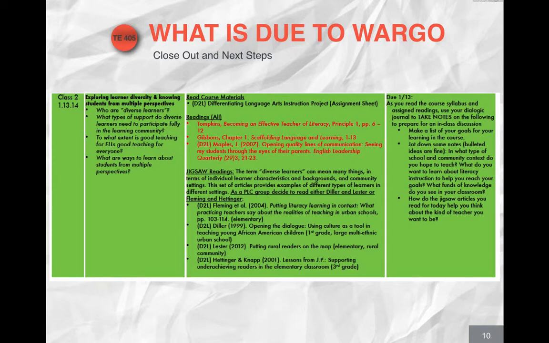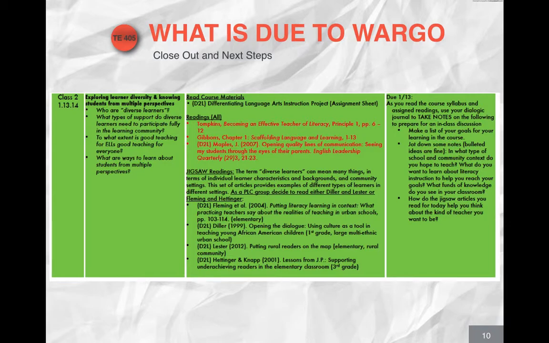So in class 2, the focus is exploring learner diversity and knowing our students from multiple perspectives. As you can see in the course schedule, there will always be some bulleted questions that we as TE405 instructors want you to really grapple with. In terms of the course materials, you definitely have to have read the syllabus as well as the differentiating language arts instruction assignment sheet. Again, the syllabus is on D2L for your reading.